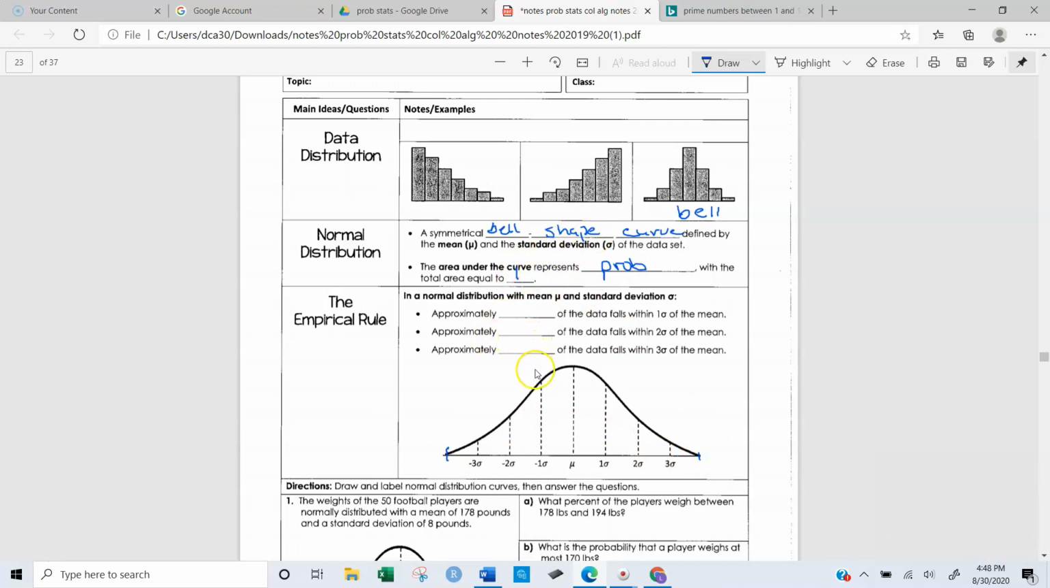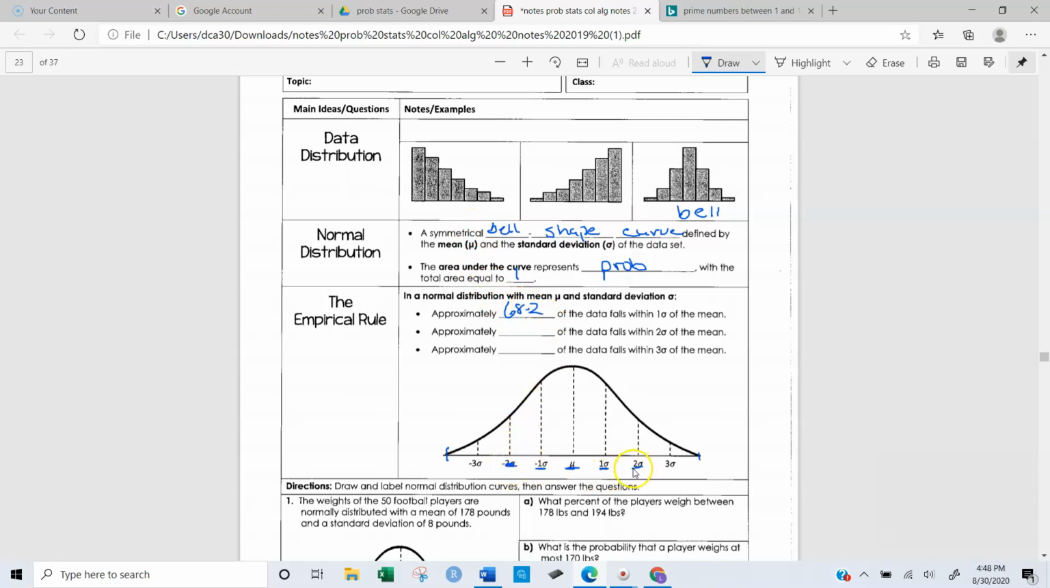One standard deviation. So a standard deviation is how far I am from the mean. So right here is the mean, right in my middle. Okay, one standard deviation, which we're going to calculate, can go to the left or to the right. So the odds that I am 1 standard deviation away is 68.2%.